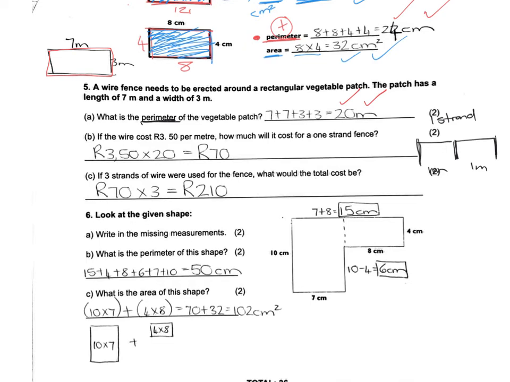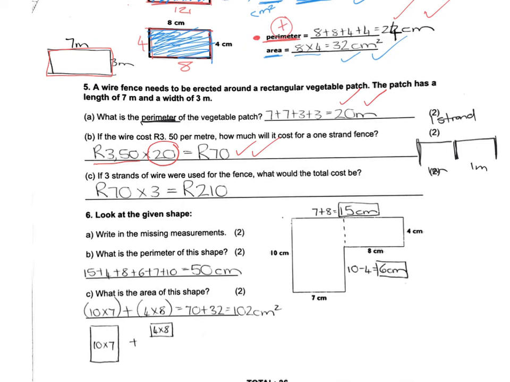Next, if the wire costs R3.50 per meter, how much will it cost for a 1-strand fence? In other words, you take the wire, you walk around the vegetable patch only once. So that is the perimeter. So all you need to do is say, okay, I'm going to use my perimeter once. Here's my perimeter, and I'm going to times it by the price, R3.50, because I need 20 meters and the meters cost R3.50 each. And again, you had your calculator for this, and that's 70 Rand. 2 marks.